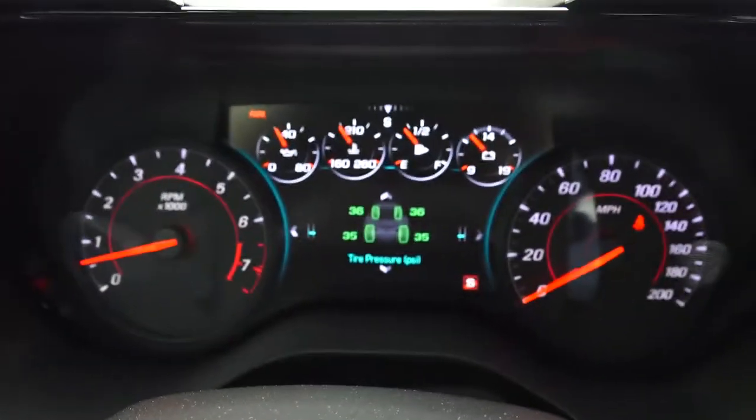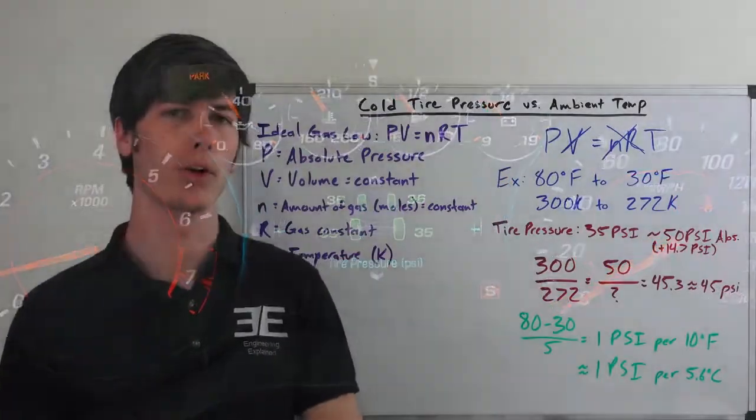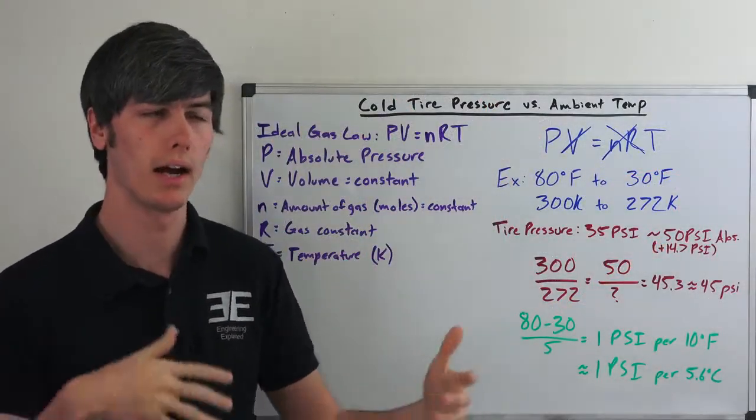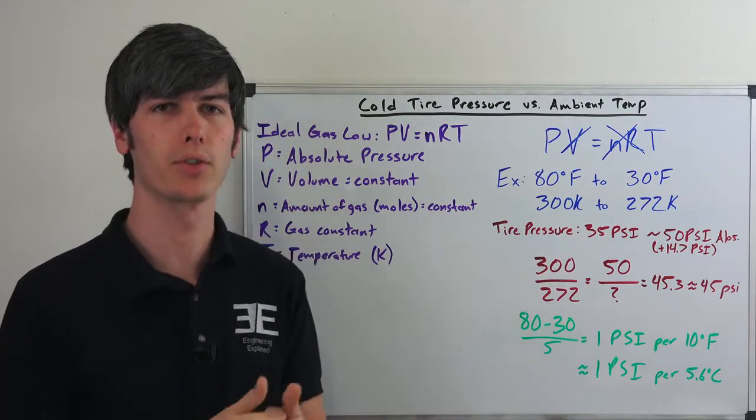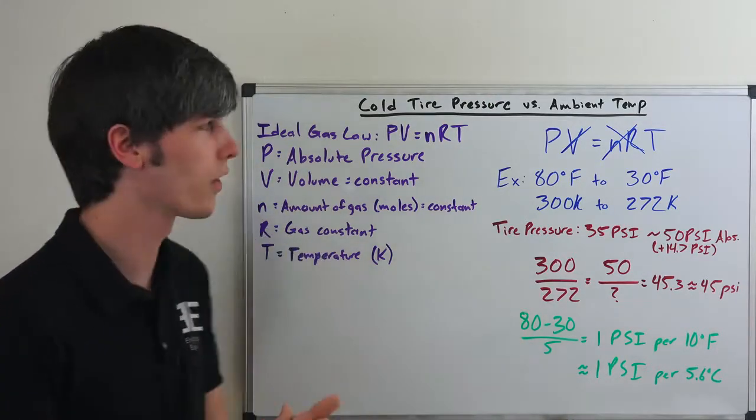So our first question, how does tire pressure change with temperature? You may have heard a rule of thumb where every 10 degrees Fahrenheit change of ambient temperature, you'll have 1 psi of change in your tire pressure. So where does this come from?